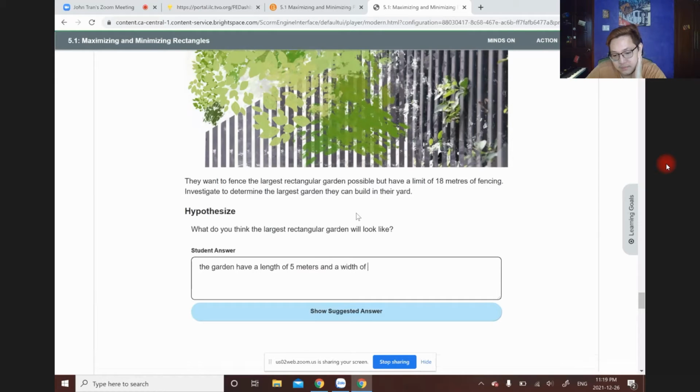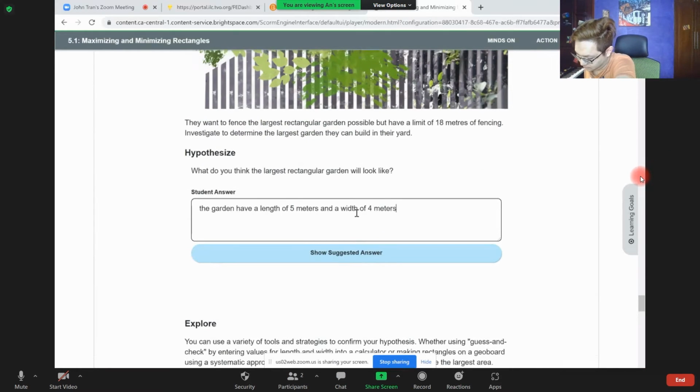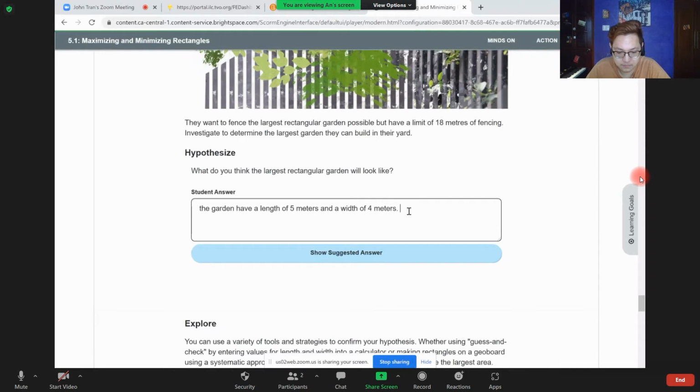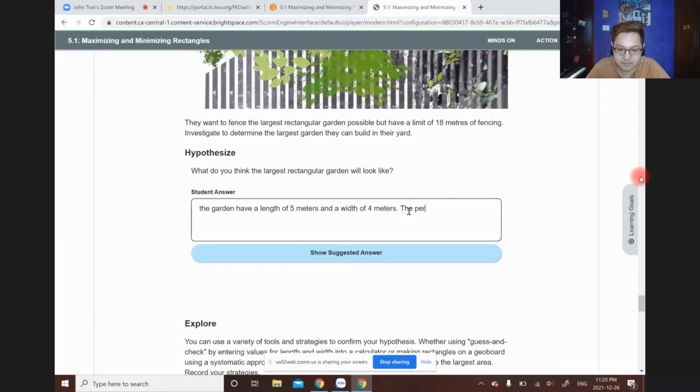Width of 4 meters. Perimeter would be 2L plus 2W equal to 15.